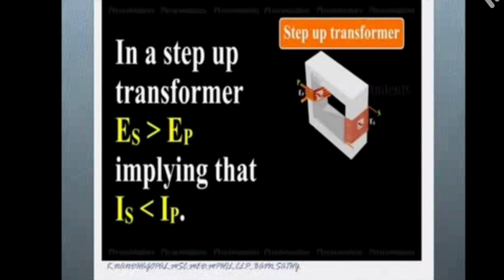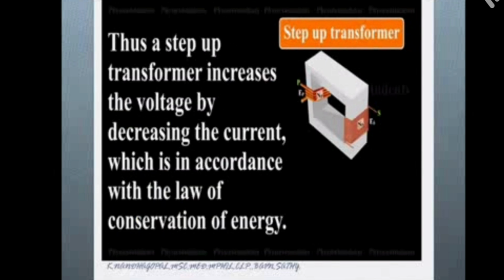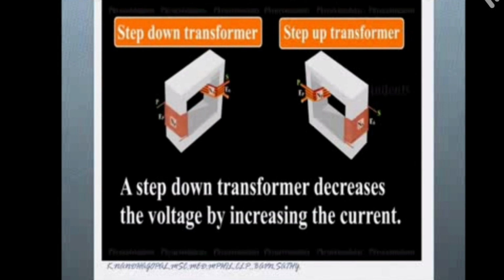Okay. So in a step up transformer, the induced EMF in the secondary coil is greater than in the primary coil, implying that the output current is very low compared to the primary coil. Thus the step up transformer increases the voltage by decreasing the current, in accordance with the law of conservation of energy. In a step down transformer, it decreases the voltage by increasing the current.